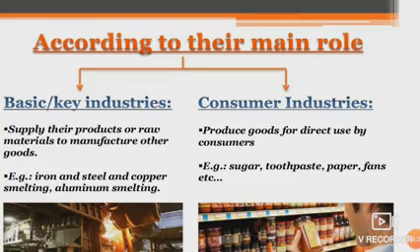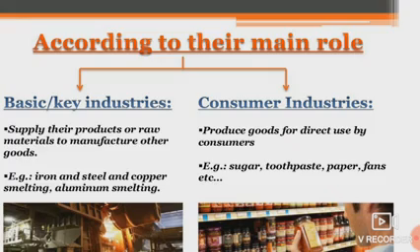According to their main role, industries can be divided into two categories, basic or key industries and consumer industries. Basic or key industries supply their products or raw material to manufacture other goods, for example iron and steel, copper smelting, aluminium smelting. These are industries which provide the base to other industries.